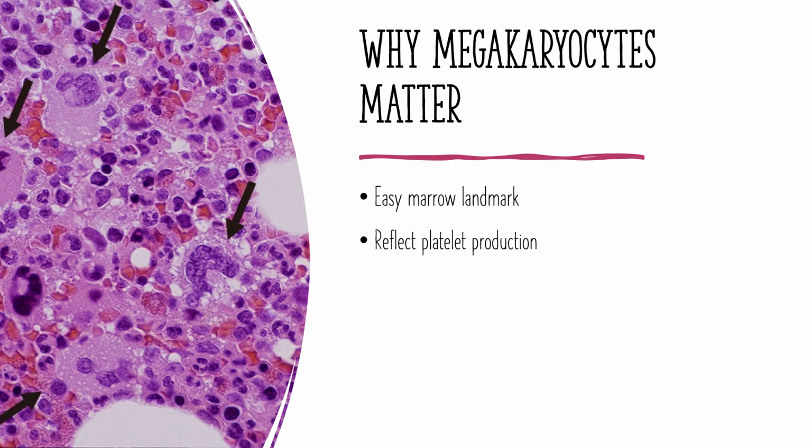As histotechnologists, even though we're not making diagnoses, we absolutely influence diagnostic accuracy. Proper fixation, smear quality, and staining allow pathologists to evaluate nuclear lobulation and cytoplasmic detail, features that determine whether platelet production is normal or abnormal. So think of megakaryocytes as both a landmark and a functional indicator. When you see them, you're not just spotting a big cell. You're seeing real-time evidence of how well the marrow is maintaining hemostasis.